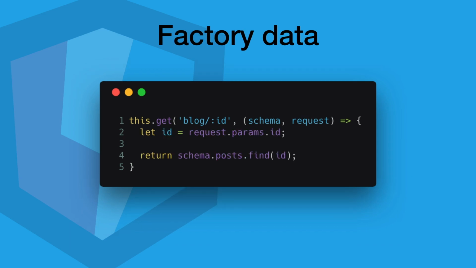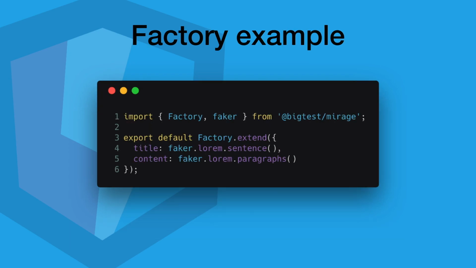With factory data in Mirage, we can create all kinds of data that we want and have it be dynamic and create it with things like Faker.js or whatever faking library that you choose. And when this endpoint gets run, it's going to return the correct blog post using the request params and looking it up in the schema that's provided from Mirage.